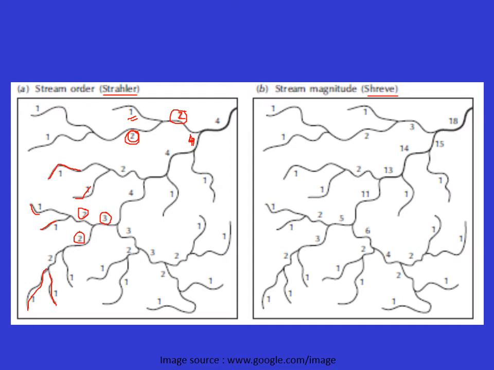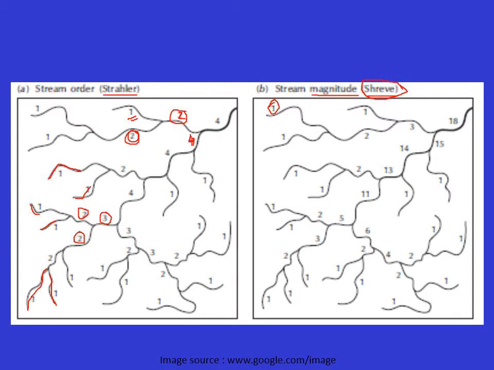Now, Shreve proposed another method in which he mainly considered the magnitude of the river. So like the Strahler method, Shreve also proposed that any unbranched river is marked as number 1, that is the first order river. But when one river meets with the other river, then these two numbers are added together.